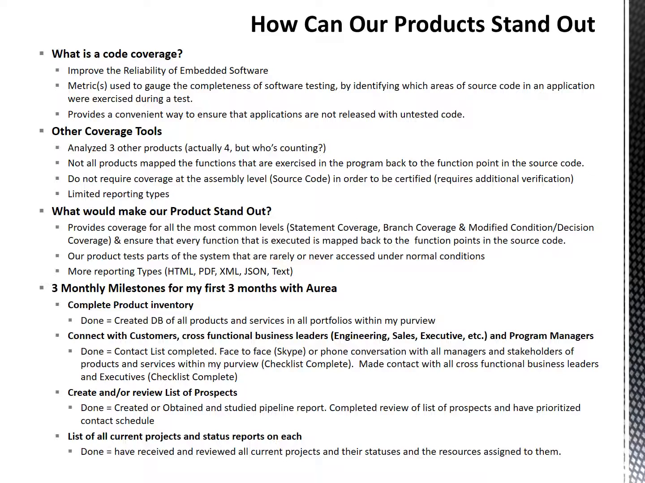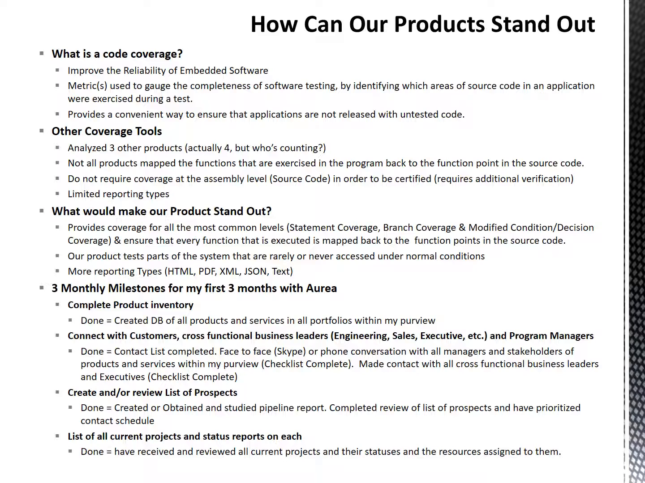And then, of course, we want to offer as many reporting types as possible, including HTML, PDF, XML, JSON, text, etc., etc. My 3 monthly milestones for the first 3 months with ARIA. I think number one, and probably the most important, is make sure that I have a complete product inventory. I want to know what we have already, what exists, who's using it, what's good about it, what's not so good about it, those kinds of things. This would be done by creating a database of all products and services in all portfolios within my purview. If there's already one there, then I just need to look at it, review it, and analyze it to see where we're at.